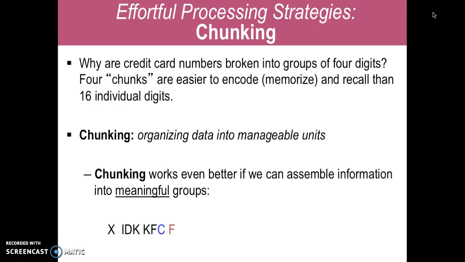X, IDK, KFC, FBI, BA, NAACP, CVS, SUV, ROFL, rolling on the floor laughing, and BBQ, because this is awkward. So now you're able to remember these because you've now given them meaningful chunks, right? IDK, I don't know. KFC, you know, the chicken place. FBI, the BA, that's your Bachelor of Arts. NAACP, CVS, SUV, rolling on the floor laughing, NBA, and a Q. All right. So we're really good at chunking.